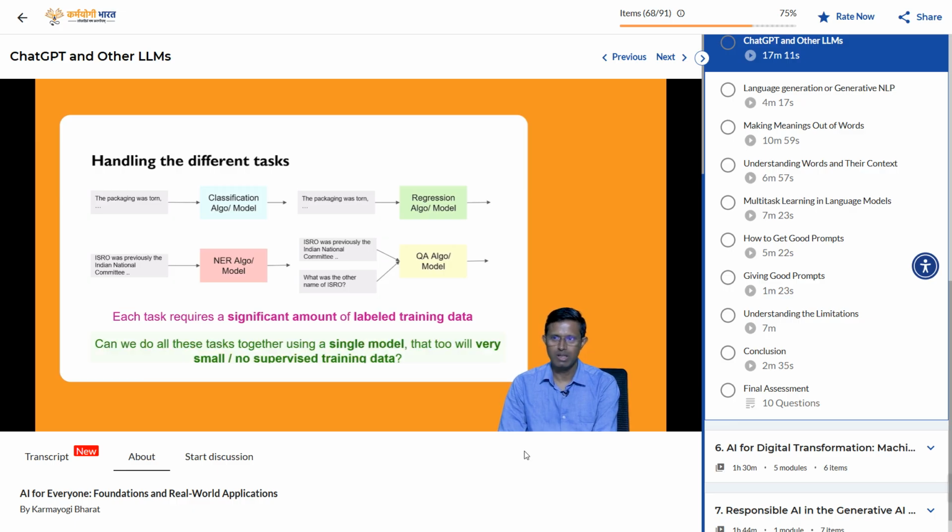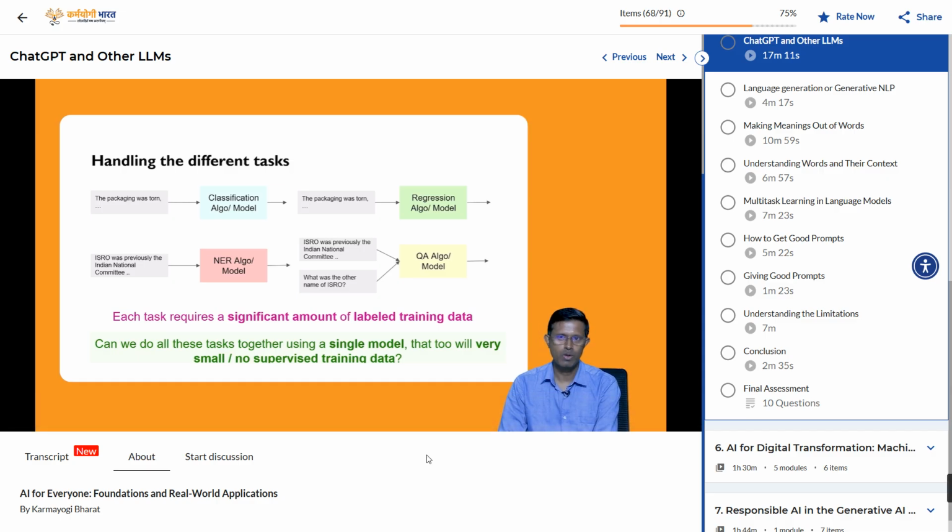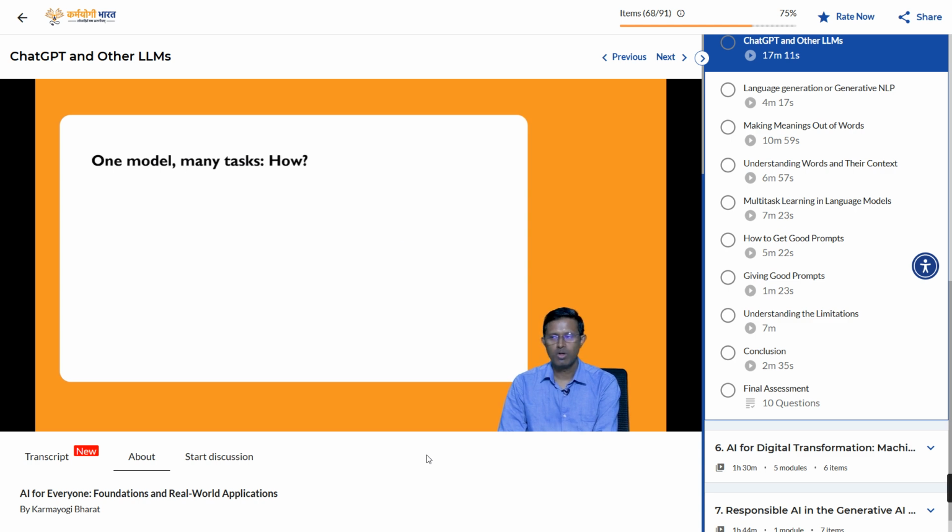So the question that automatically came to the mind of the researchers is, can we do all these tasks together using a single model? So we do not want all these different models, but we want a single model. But then if the model size increases, if we expect the model to be very powerful to be able to do many things, the models will become large. And it's also very common knowledge that if we are dealing with a very large model, the training data that we use should also be quite large. So although having a single model will be good, this model will be large, then can we train this model with very small or no supervised training data at all? So this is something that we would like to achieve, and so one model and many tasks, this is what we want to have.